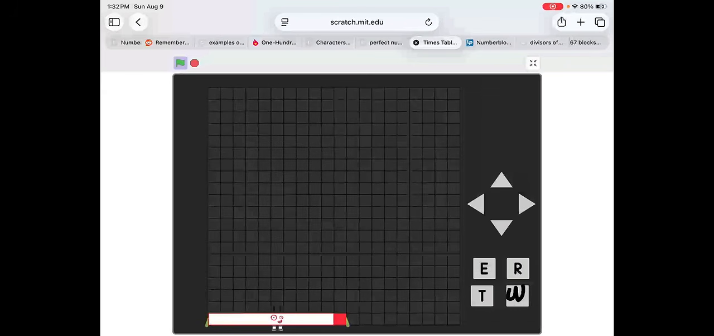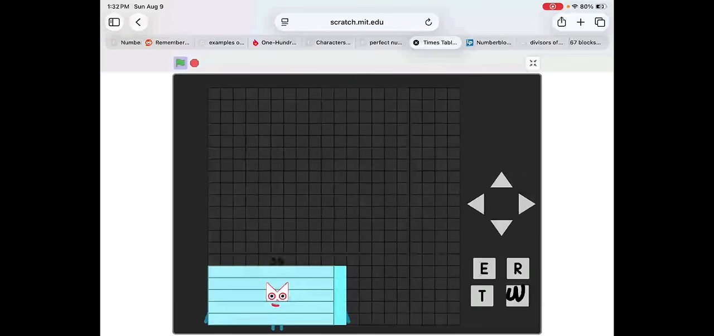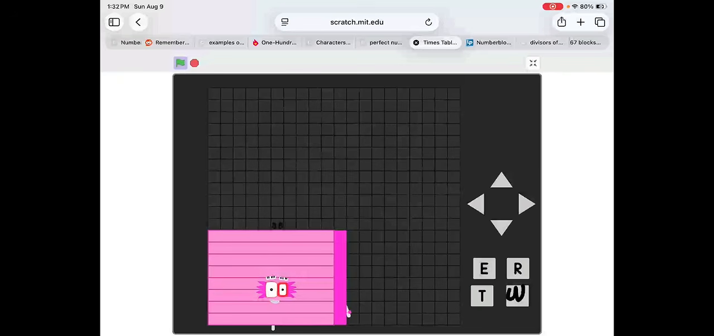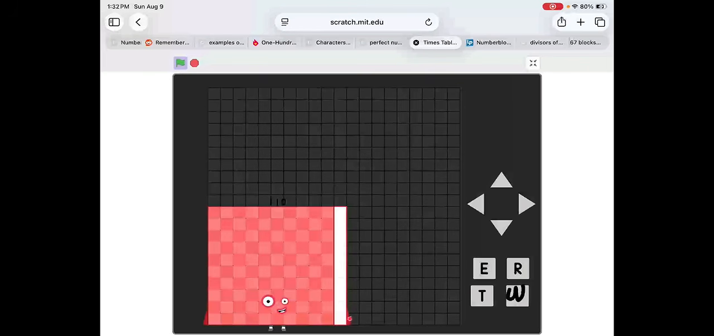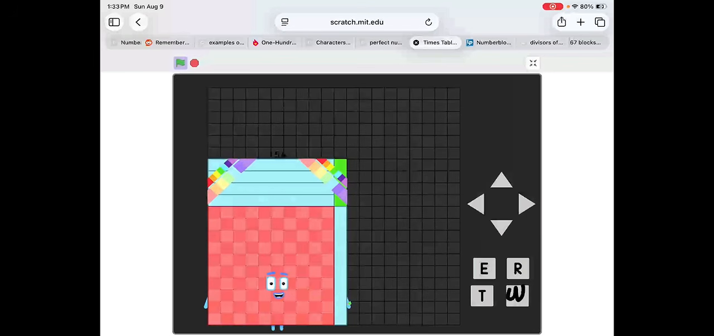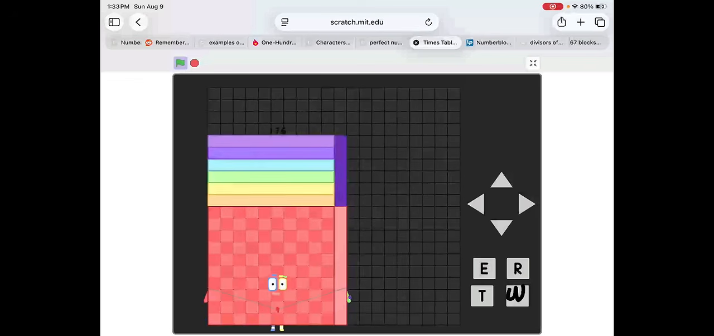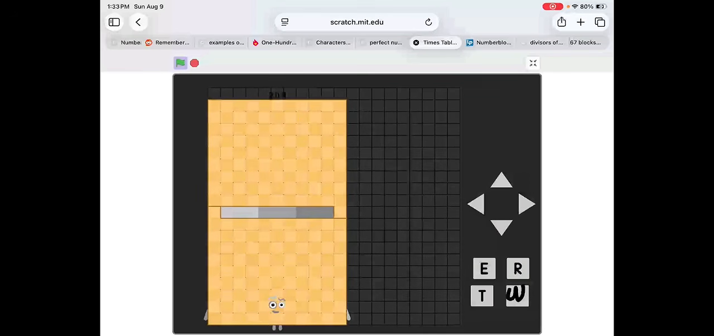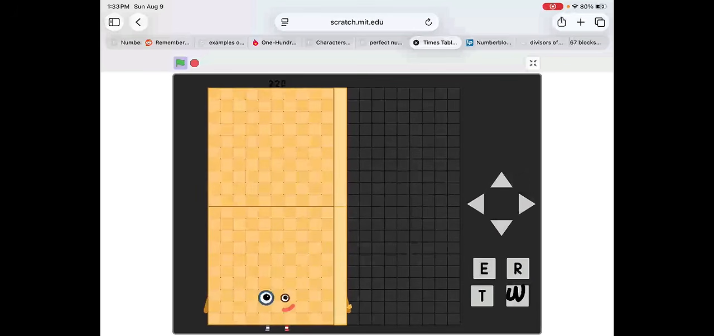Next is the 11 times table. Now we're going to introduce the League of 11s. Here we go. 11, 22, 33, 44, 55, 66, 77, 88, 99, 110, 121, 132, 143, 154, 165, 176, 187, 198, 209, and finally 220.